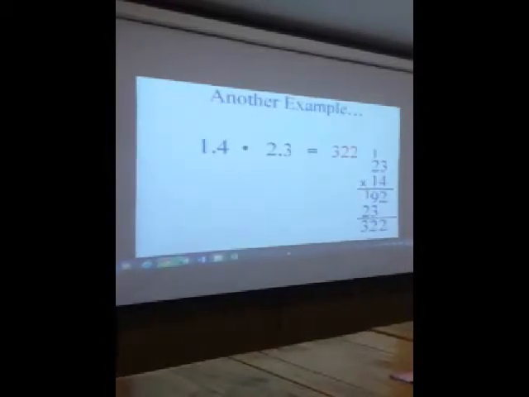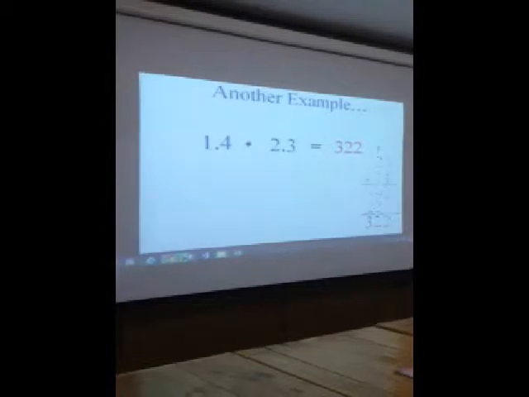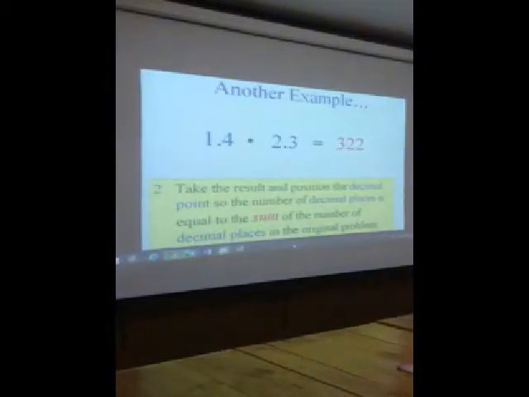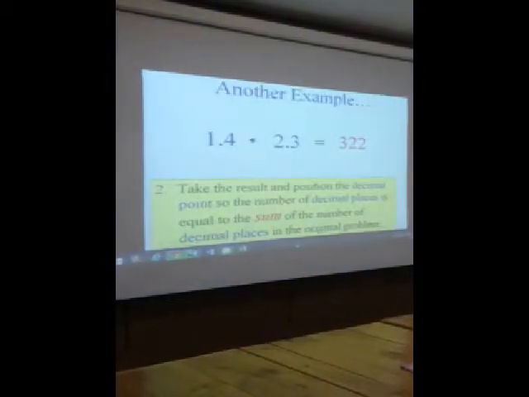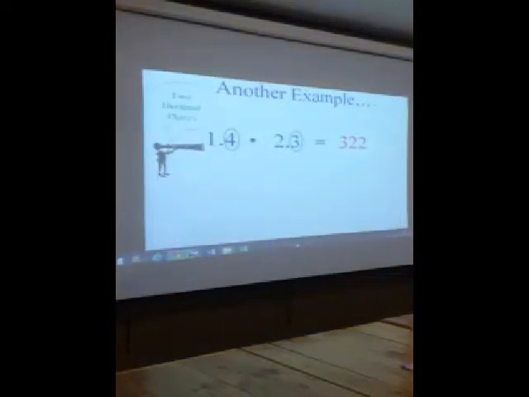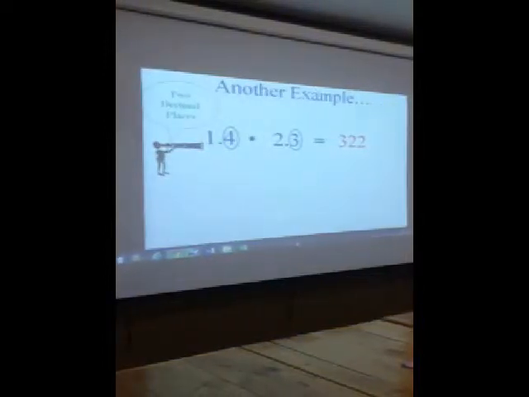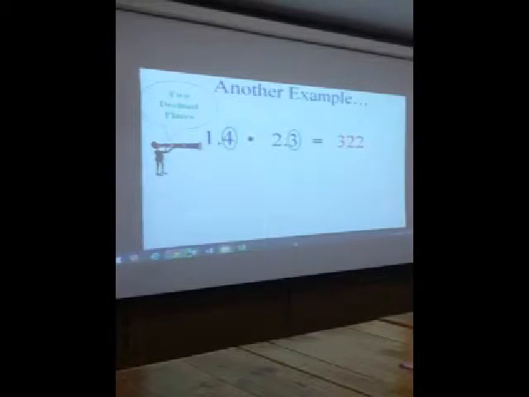Now, what do I do with 322? Count up how many decimal places are in the original problem. I see 2 decimal places. So with that result, 322, okay, it's finished quick.